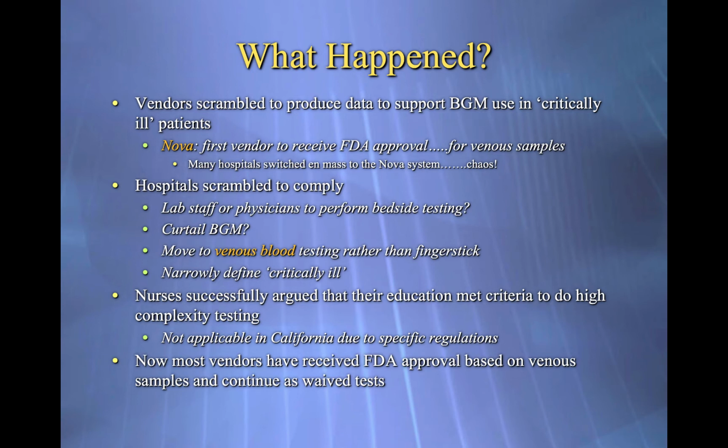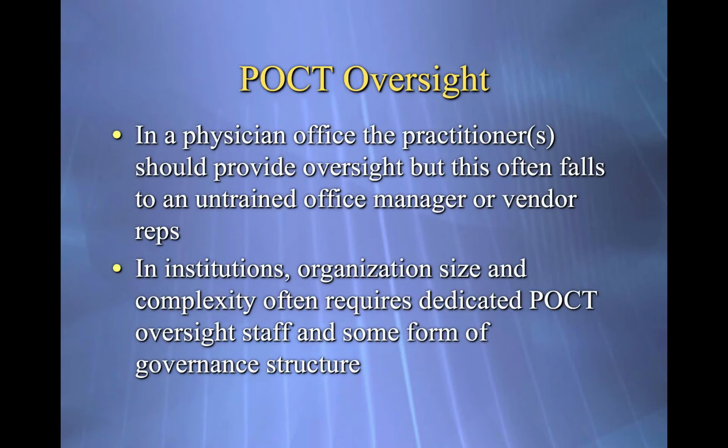Nurses subsequently successfully argued nationwide that their education met the criteria to do high complexity testing, and so they were then allowed to do this testing nationwide, except in California. California specifically states nurses may not do high complexity testing. So now most vendors have received the FDA approval based on using venous samples, and we are continuing to use blood glucose monitoring at the point of care in ICUs, ORs, EDs, wherever, as waived tests, and we're doing just fine.